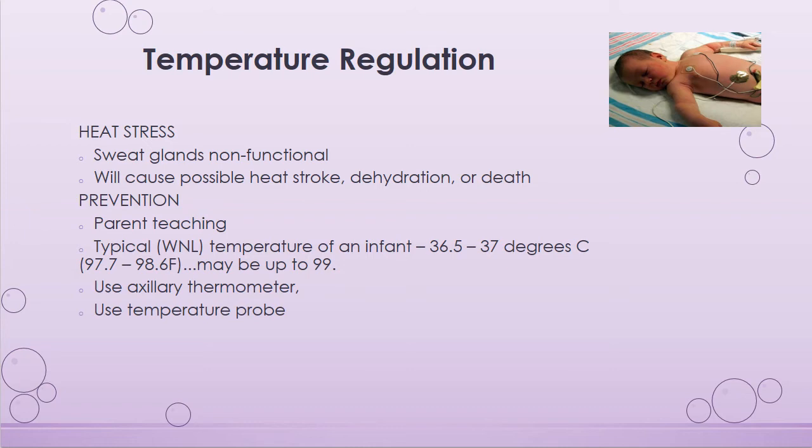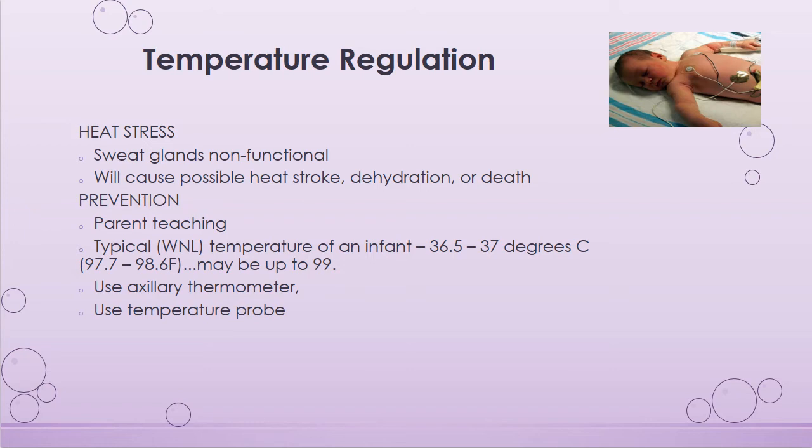Typical, within normal limits, temperature of an infant is 36.5 to 37 degrees Celsius. And this is where I said you're going to see a little bit of fluctuations or inconsistencies in the book. I will only test you by book. They're saying that a normal temperature is 97.7 to 98.6.